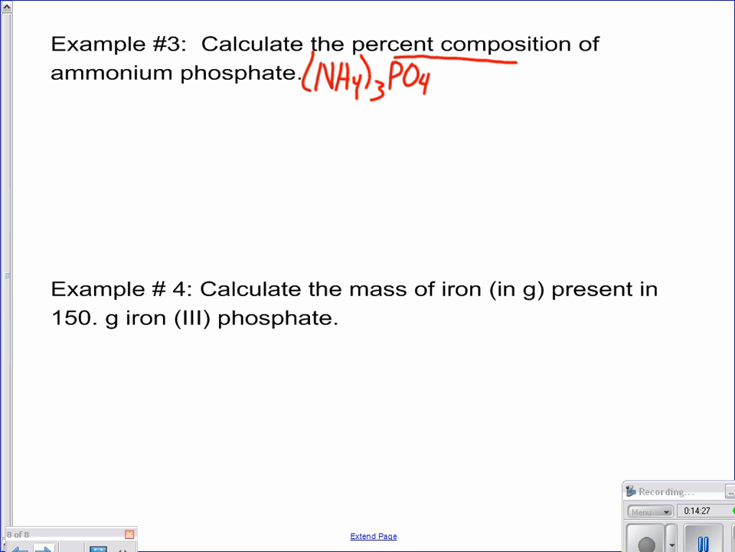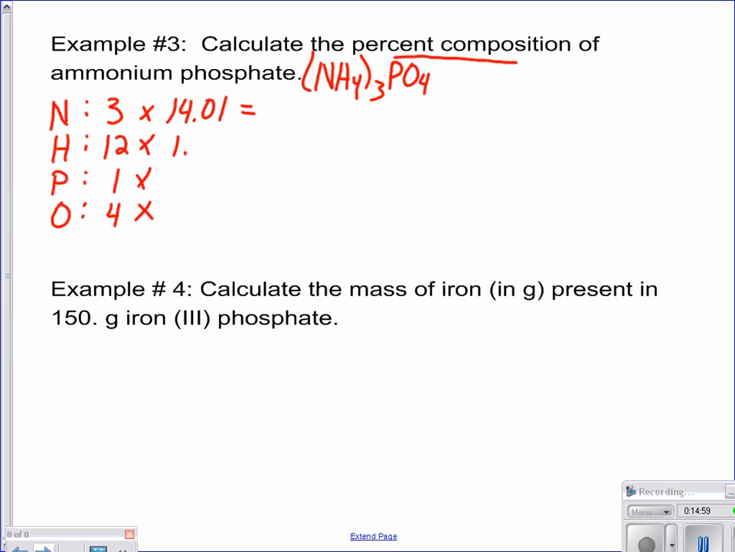So now we can go through and identify the number of atoms of each of those elements. I know I've got some nitrogen, hydrogen, phosphorus, and oxygen. All right, how many atoms do you have of nitrogen? 3. What about hydrogen? 12. Phosphorus, 1, and oxygen, 4. All right, so now you just have your periodic table in front of you and you say the mass of nitrogen is 14.01, hydrogen 1.01, phosphorus 30.97, and oxygen is 16.